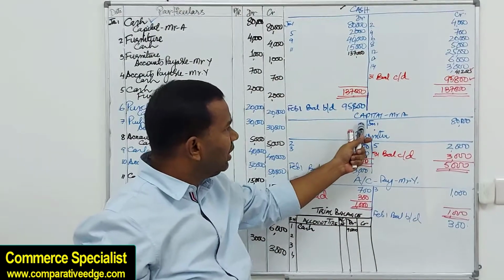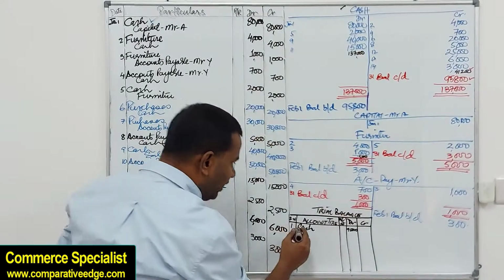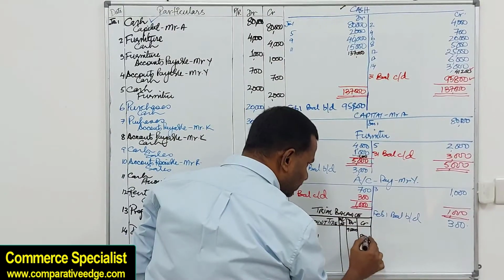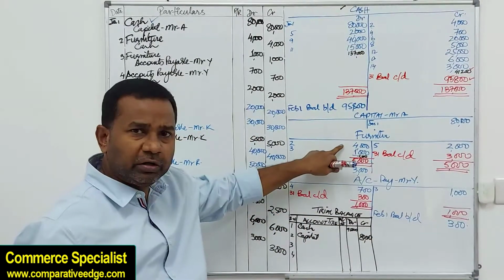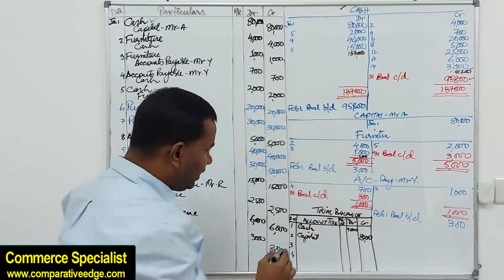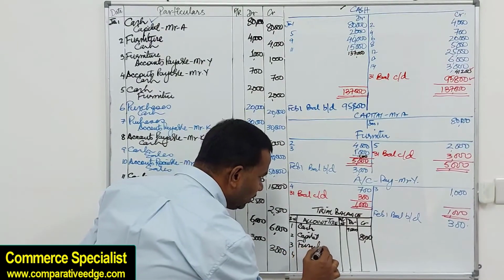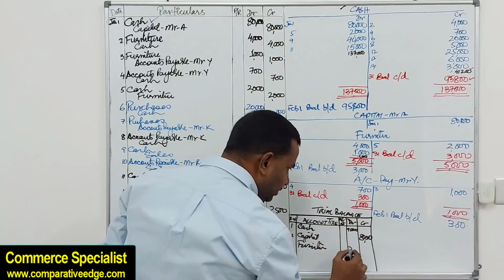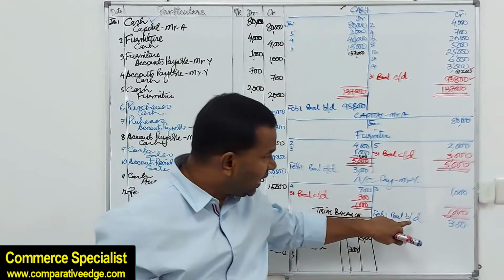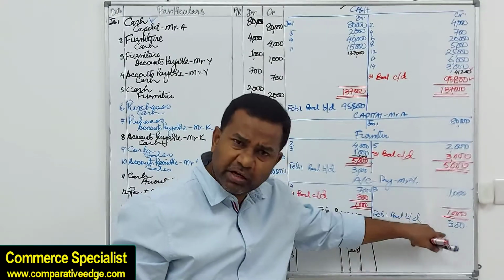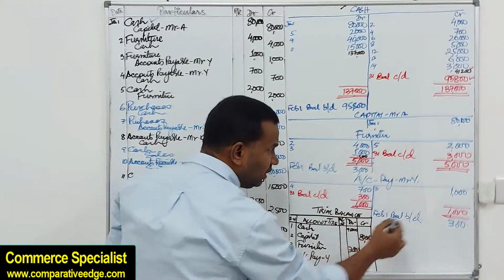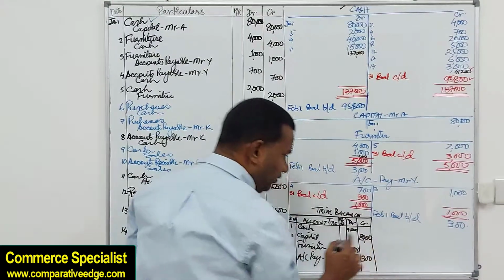Second T account, capital. How much is it? 80,000 on the credit side. So I write capital, 80,000 on the credit side. Next T account is furniture. How much is balance brought down? 3,000. Which side? Debit side. So I'm going to write furniture here, 3,000 on the debit side. Then comes accounts payable. How much is balance brought down? Which side? Credit side. So I'm going to write accounts payable Mr. Y. It's credit 300.